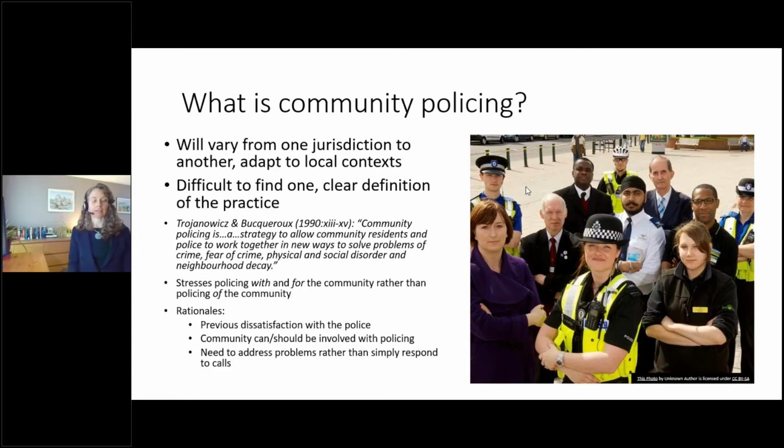One definition has suggested that community policing is a strategy to allow community residents and police to work together in new ways to solve problems of crime, fear of crime, physical and social disorder, and neighborhood decay. So you see in that definition, we do have this idea of crime being one goal, but also there are many others, which are not specifically about reducing crime.